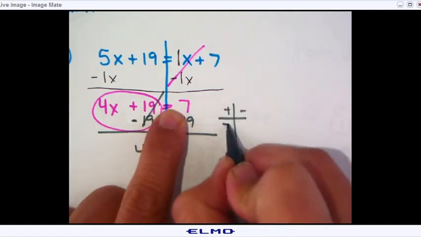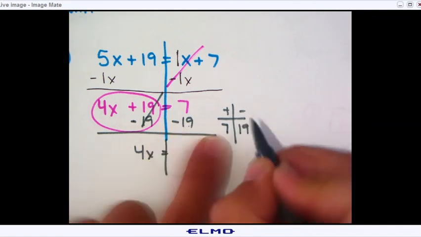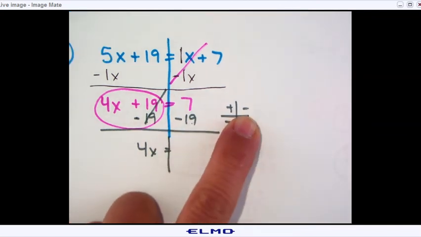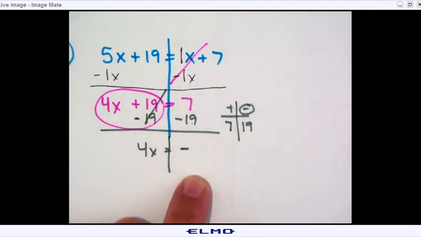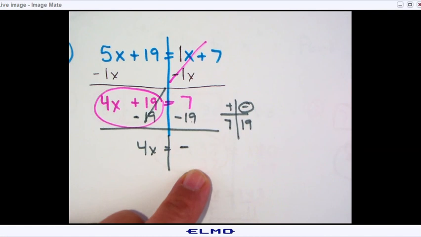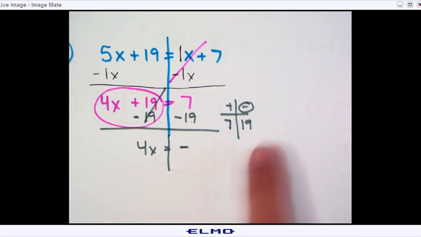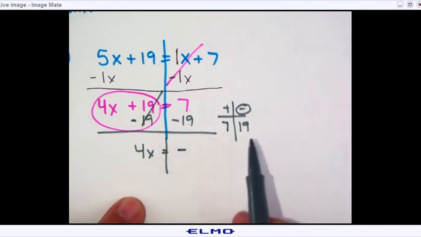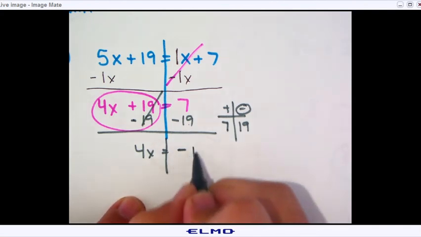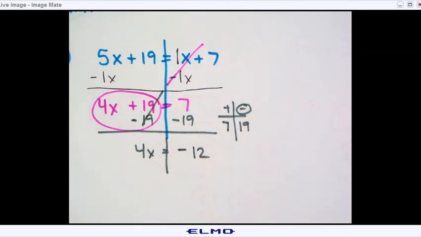So 7 is positive, 19 is negative. Now, who won? The positive team or the negative team? Yeah, the negative. Because they have more, but by how many? 12. Because you subtracted. Why did you subtract? Because the signs are different. See, you're telling me the rule instead of subtracted because they're different. That just complicates things. Why did you subtract them? Oh, because they were different. There you go. So minus 12, and now they're together.